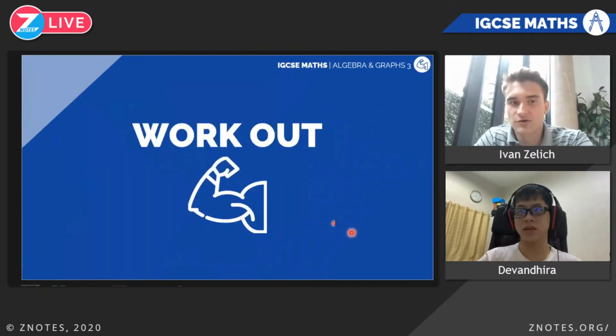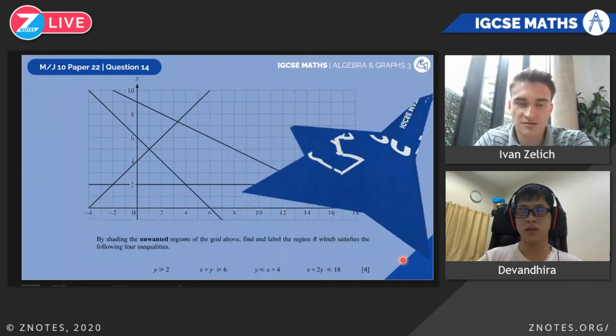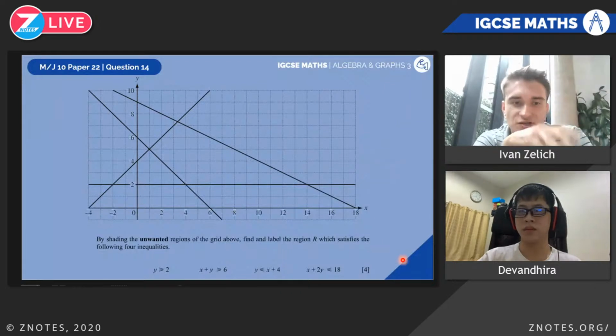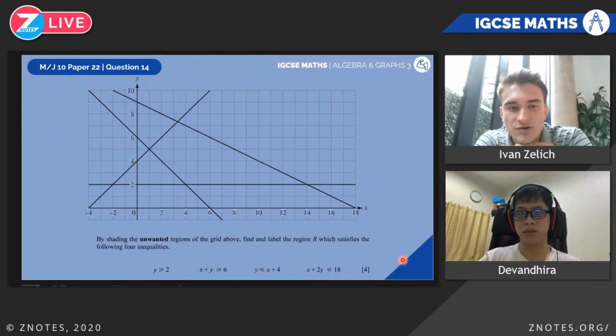Okay. So now we've got a few problems, and let's get right into them so that we can start. So, as I mentioned, you're beginning some sort of inequality type questions, and so the question is, by shading unwanted regions of the grid above, find and label the region R which satisfies the following 4 inequalities.